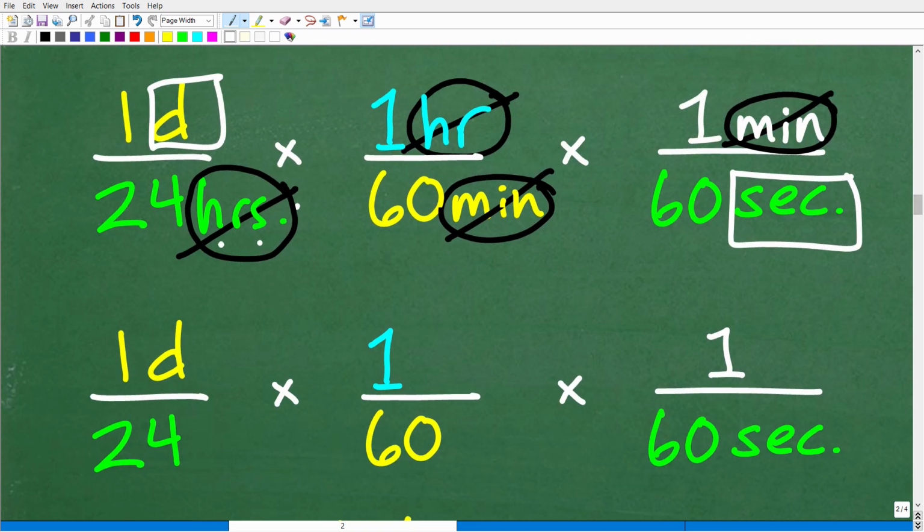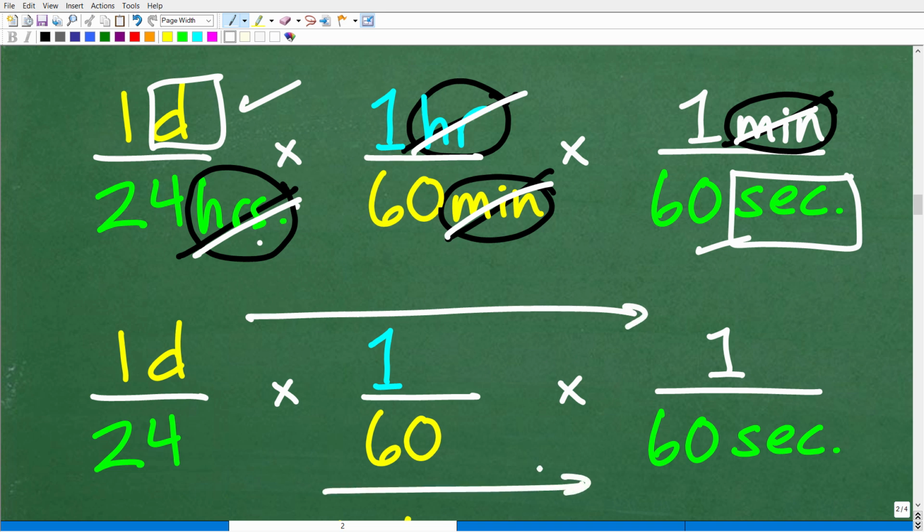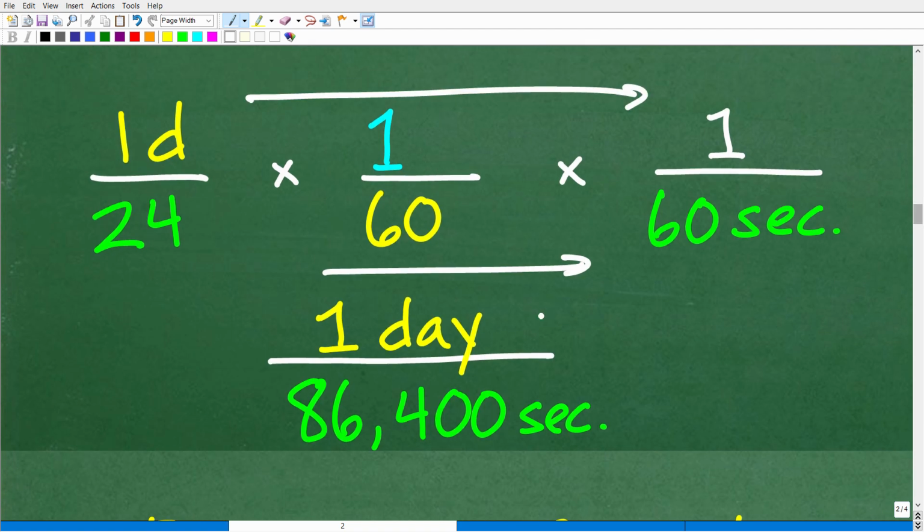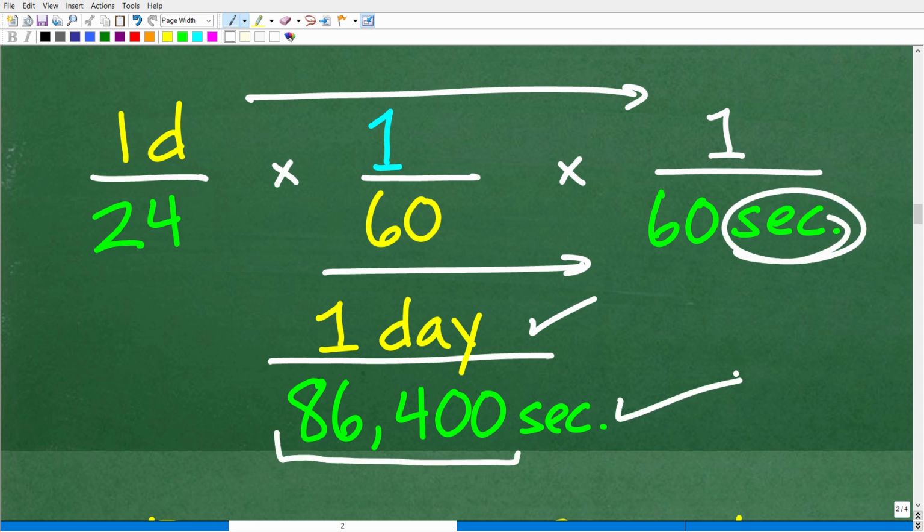So we got rid of the hours, okay? We got rid of the minutes. So now I have days in the numerator and seconds in the denominator. So now I'm down to 1 day over 24 times 1 over 60 times 1 over 60 seconds, right? I got rid of all these units of measure. So when I multiply across, I got 1 day times 1 times 1. And let's go ahead and see the answer here, right? So that's going to be 1 day in the numerator. Then 24 times 60 times 60 seconds, that's going to be 86,400 seconds.